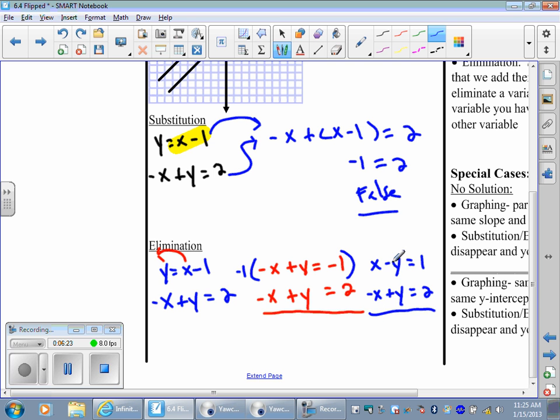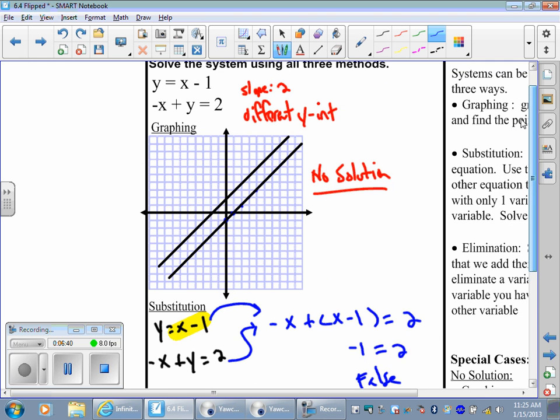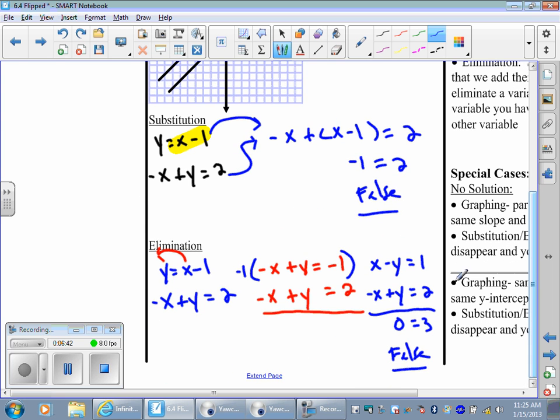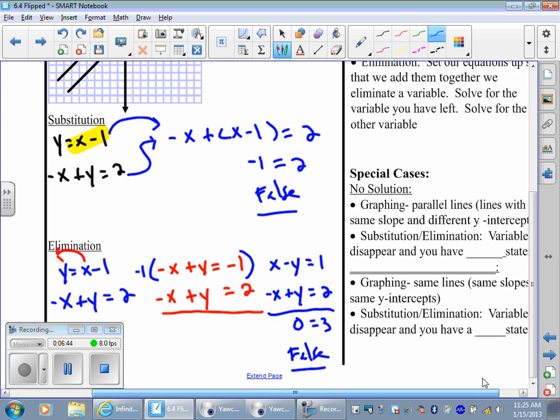Now if I add the two equations together, x plus negative x is 0. Negative y plus y is 0. So here I get 0 equals 3, which again is a false statement. Now, our answer to these systems isn't false. We know from looking at the graph that our answer is no solution. So we need to learn to interpret this. We need to take these notes over here.